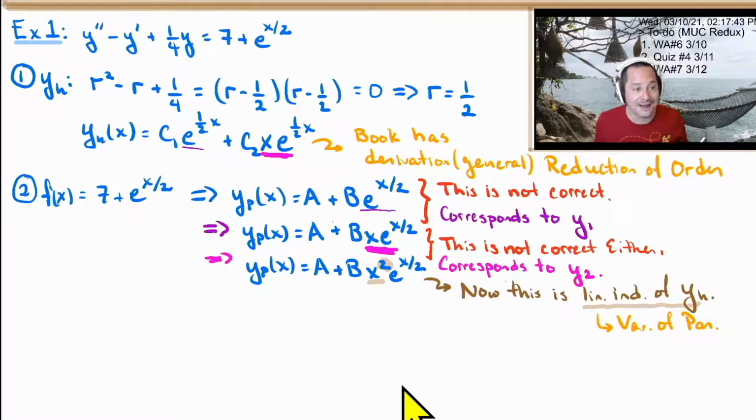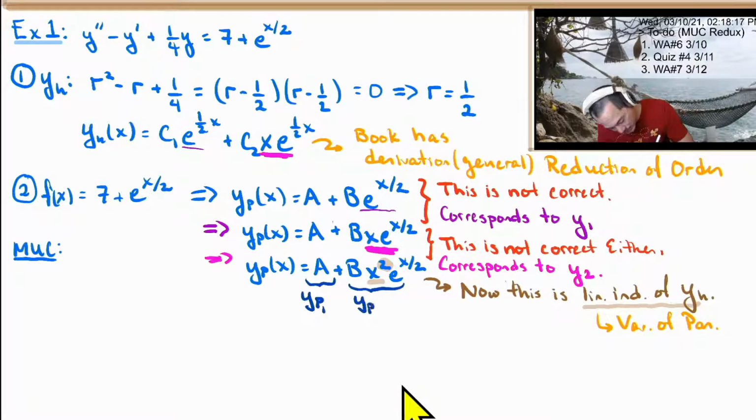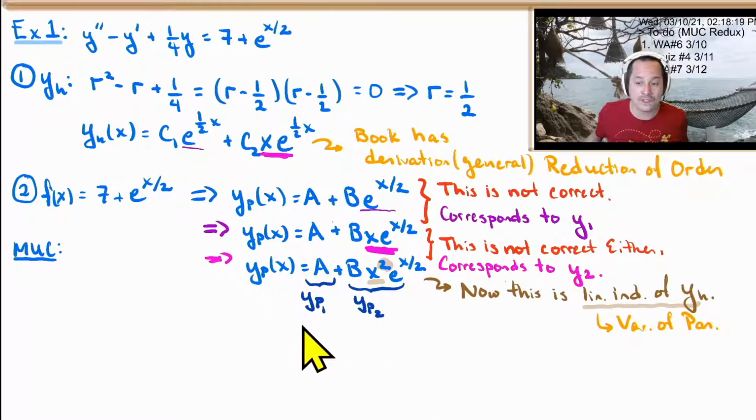So now let's try to find B. Let me start the MUC process up here. With the MUC process, we can do this in two pieces. I could call the first term y sub p1 and the second term y sub p2. The notation here is not going to be great, team, but we're just going to cavalierly do our work.